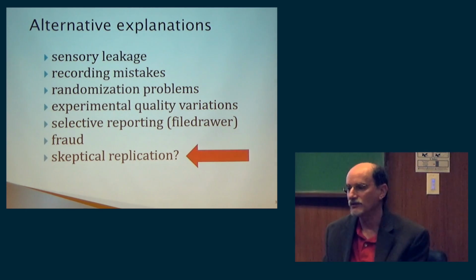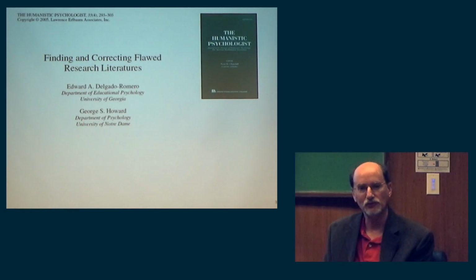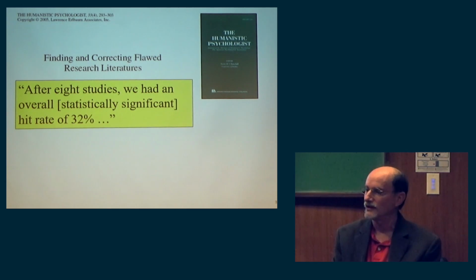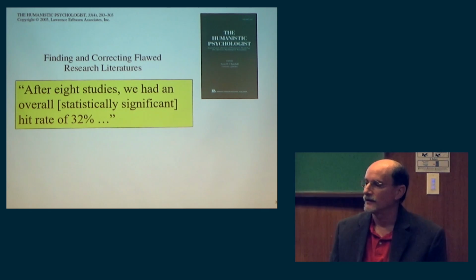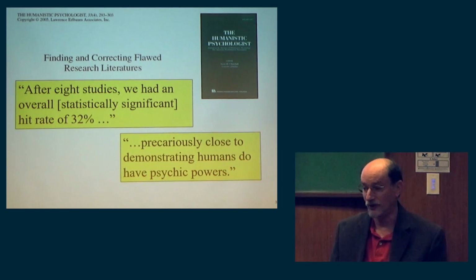Well, we had no answer to that until 2005, because skeptics don't do experiments, they just complain about them. So we have two professors who, in their article, explicitly say they don't believe in any kind of psychic powers. But to their credit, they went ahead and did the Ganzfeld experiment, and they said after 8 studies, they had an overall statistically significant hit rate of 32%, which is what we've been seeing for 40 years now. But because of their initial position, they added that this was precariously close to demonstrating humans do have psychic powers, and so we don't even believe our own results.